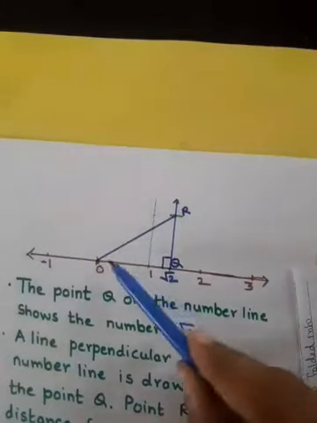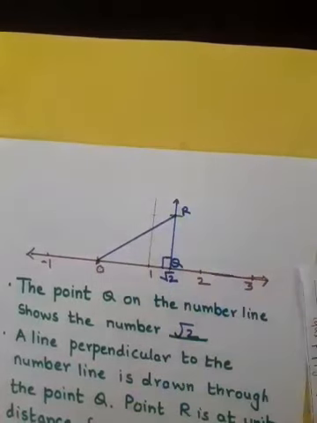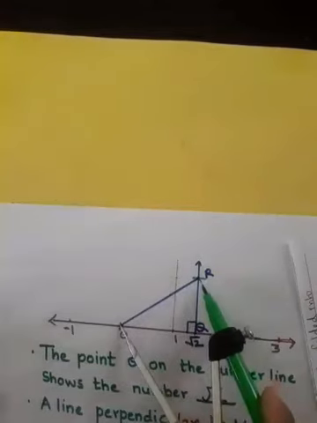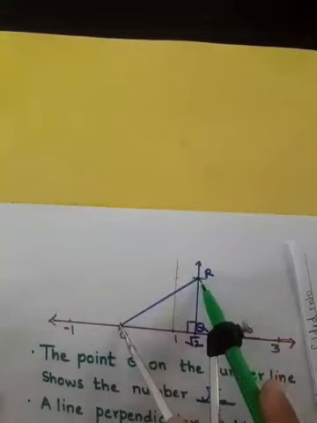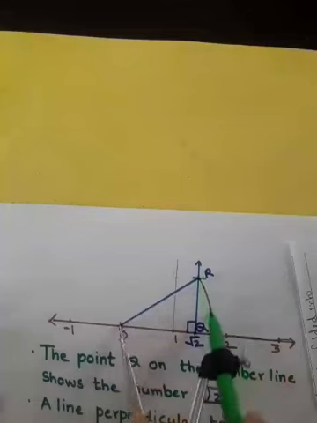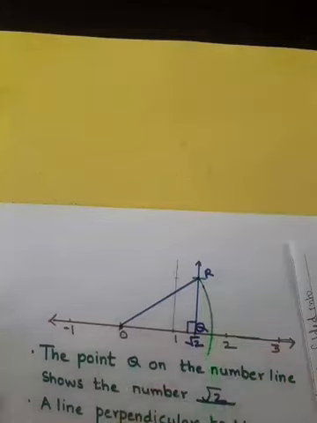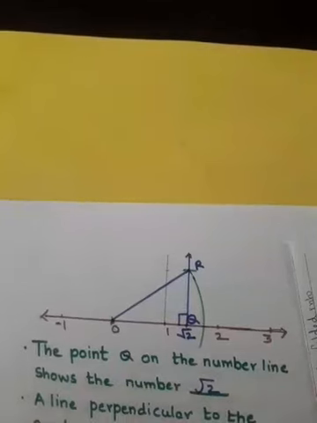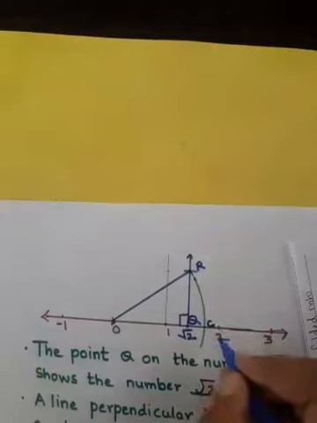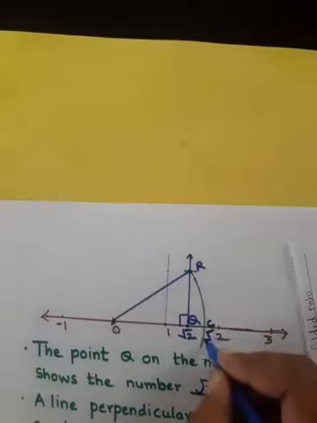Now, this length OR is root 3. So, we will take O as a center and OR as radius. We will draw an arc which will intersect our number line and we will name the point of intersection C. And this point C represents root 3.